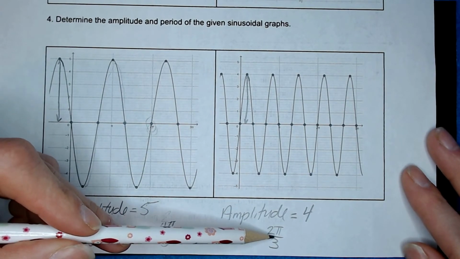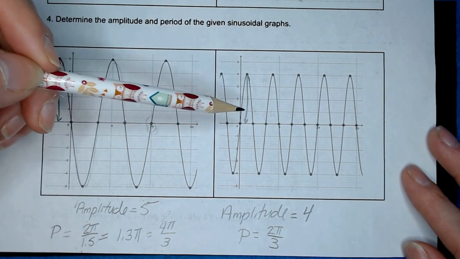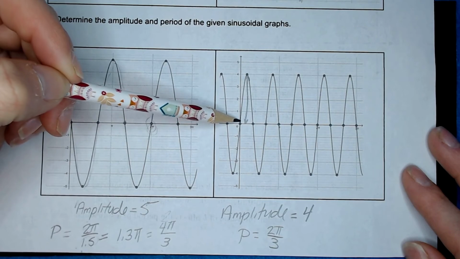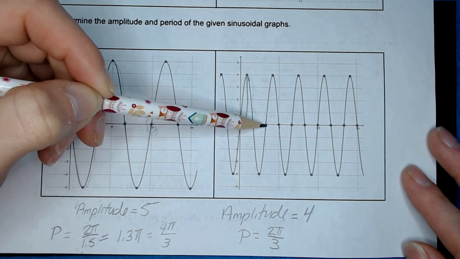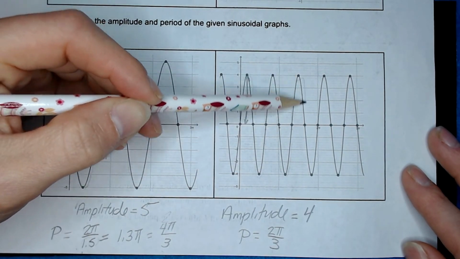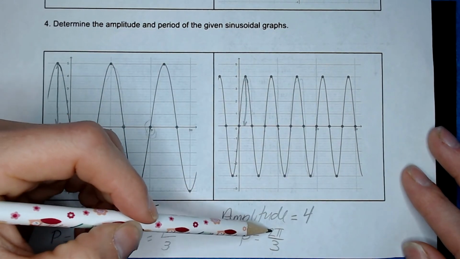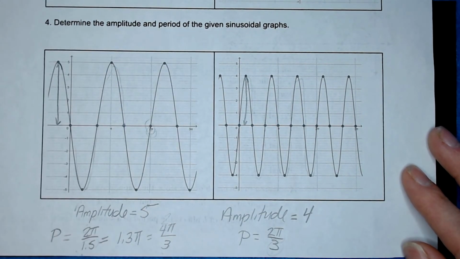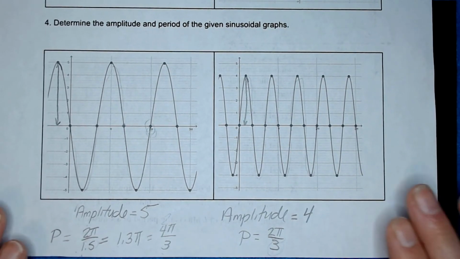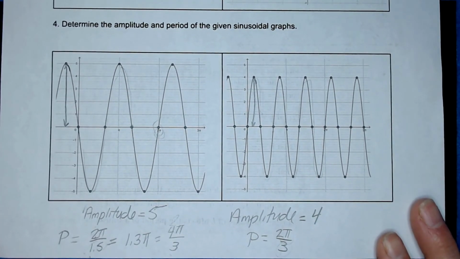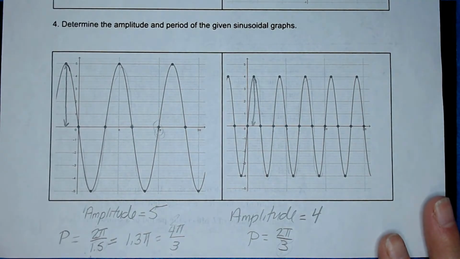Here the period is 2 pi over 3. So you just want to count how many times it repeats. It's 1, 2, 3 times. So 2 pi over the number of repetitions, 3, will give you the period for that function. Don't overthink this. It's really that simple. It's just counting and matching with the graph.